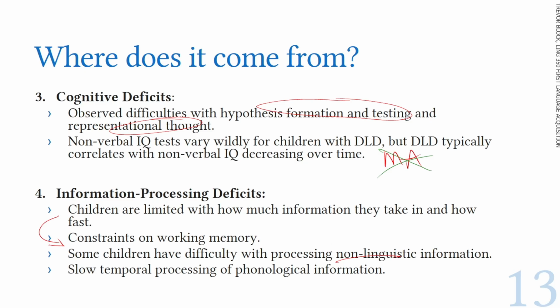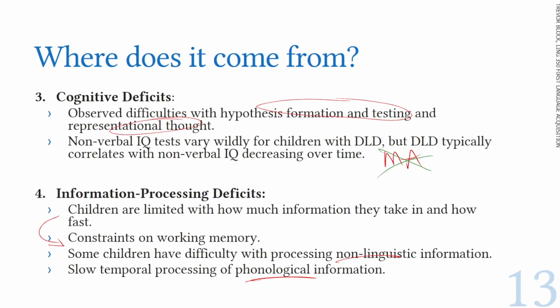Or children who take a little bit longer to understand phonological information. So they might hear a word and their processing time is quite slow compared to typically developed children. Okay, so these are just 4 suggestions. We don't specifically know where DLD comes from or the specific issues that are apparent across every child that has DLD. But these are 4 different things that could contribute to individual children.